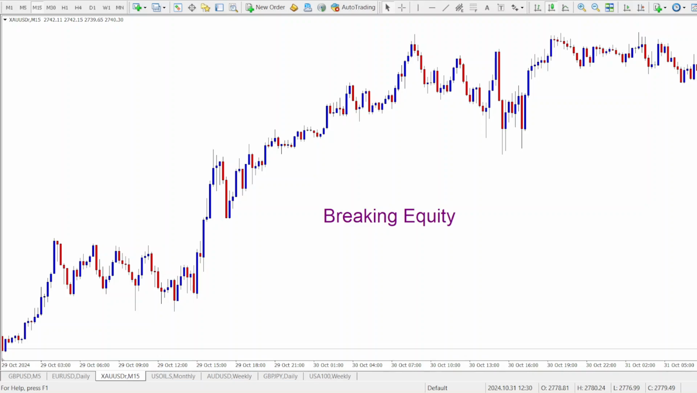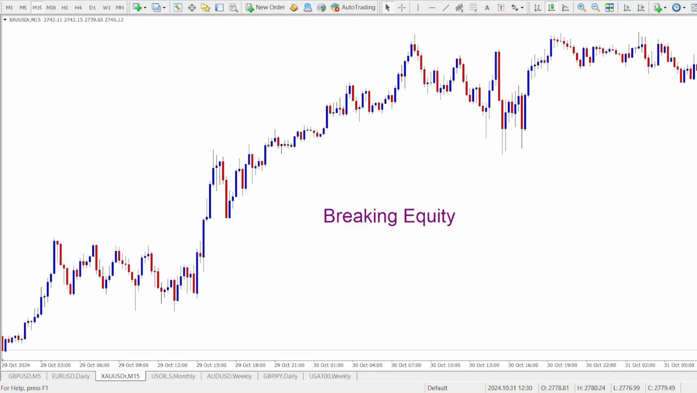The fourth point is to monitor your trades regularly. It's very, very important. Keep a close eye on your trades and be ready to make adjustments as needed. This means checking your equity frequently and analyzing how your open positions are affecting it. If you notice a significant decline in your equity, it may be time to reassess your trading strategy and consider cutting losses where necessary.